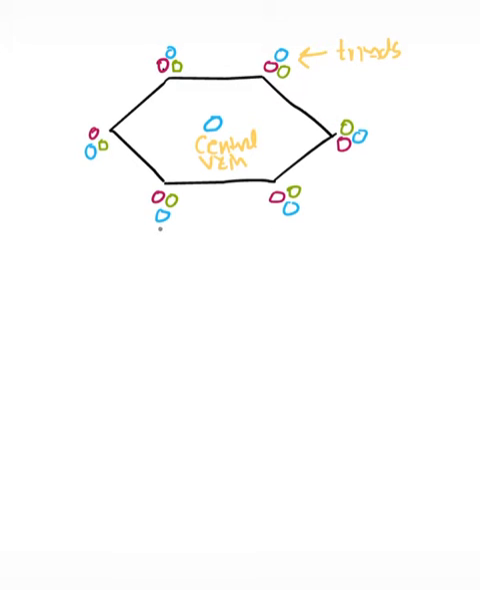So this little blue structure here, we'll just go ahead and label our structures real quick. This little blue structure here is the portal vein. This red structure here is the hepatic artery, and then this little green structure here is the bile duct.